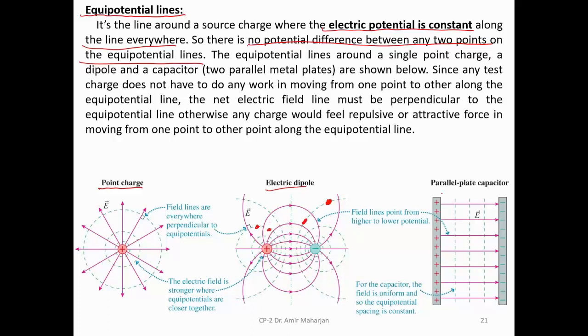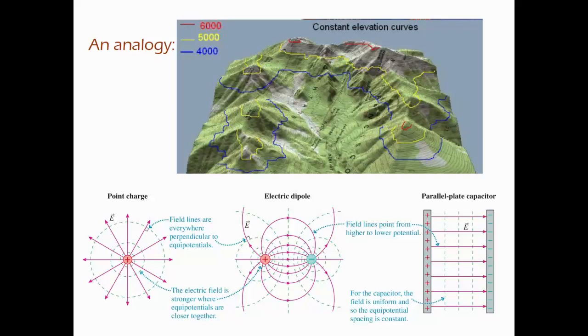Similarly for a parallel plate capacitor, it will be uniform. It will be vertical lines like this. So these are the equipotential lines, and this is the electric field. So these are some examples of equipotential. Equipotential lines are, by analogy, similar to the elevation graph.